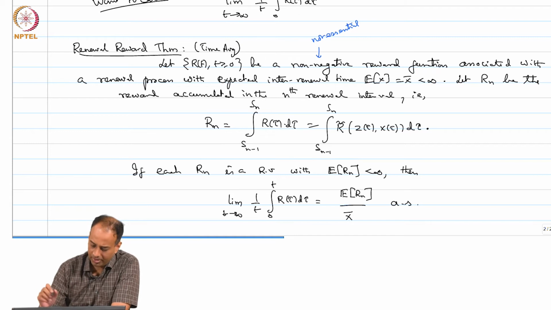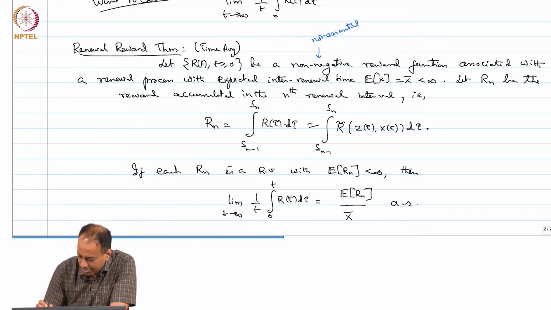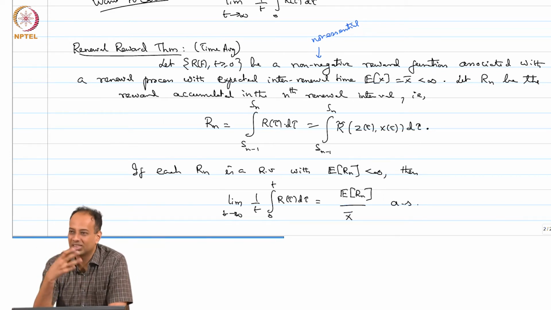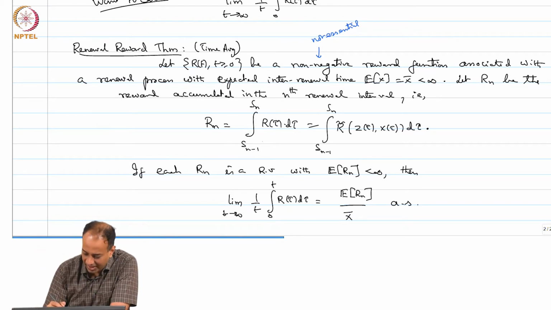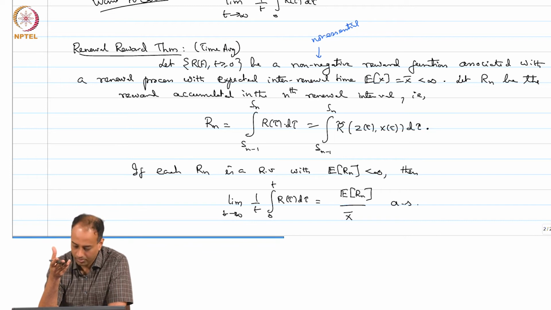So, I want to calculate the time average reward. What we are saying is that the time average reward is expected R n over x bar. Now, what is this expected R n is the question. What is this R n? R n is a random variable which is obtained by integrating your reward function R of tau over that particular renewal interval, the nth renewal interval.